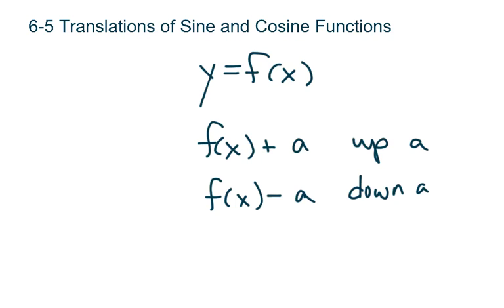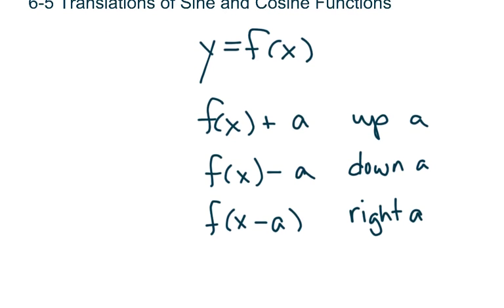For left and right, though, if it was inside the parentheses, a subtraction of a was a translation to the right, a units. And then if you added, it was a translation to the left. It was the opposite of what we expected to happen, because everybody wants minus to be the negative x direction and positive to be the positive x direction. And we talked about how these were the opposite of what you thought they should be.